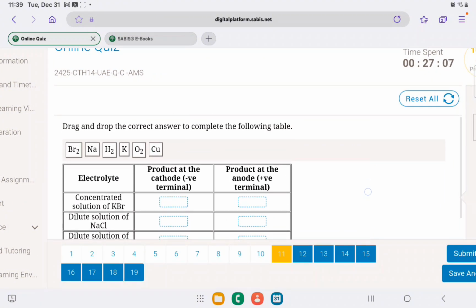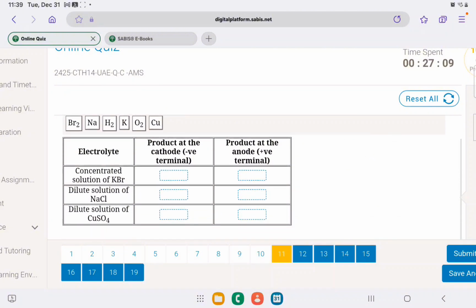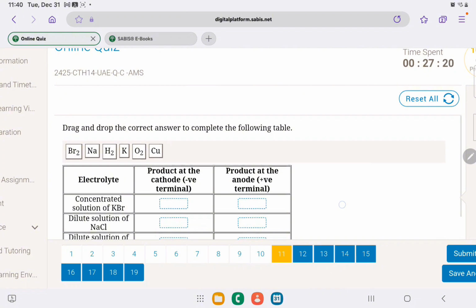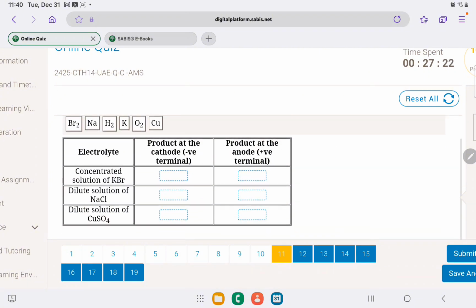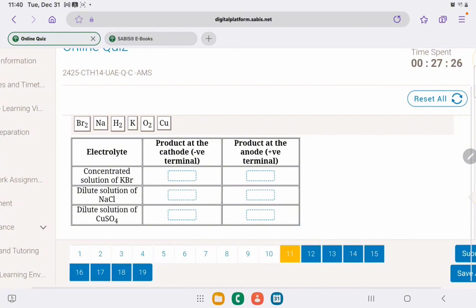Drag and drop the correct answer. Concentrated solution of KBr. So concentrated KBr, and it's aqueous, right? Yeah, solution means aqueous. So aqueous electrolysis. So we're gonna do the questions.